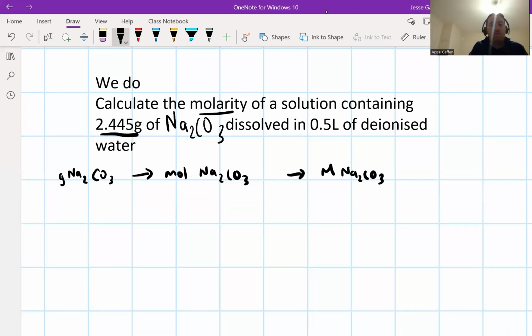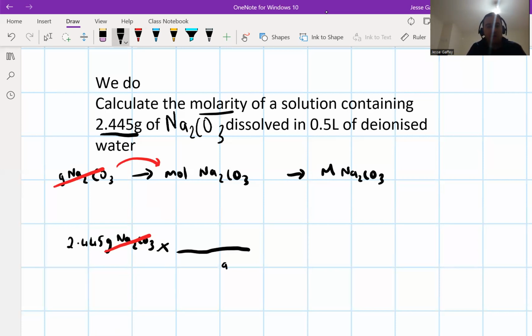Begin by writing down what we know. We know we have 2.445 grams of Na2CO3, and we need those to cancel. We don't want them anymore. We want to go to moles of Na2CO3. So to make that work, to cancel grams of Na2CO3, I need to put grams of Na2CO3 in the denominator of this fraction, this conversion factor. And that means that I need moles of Na2CO3 on the top. So the grams are gone.